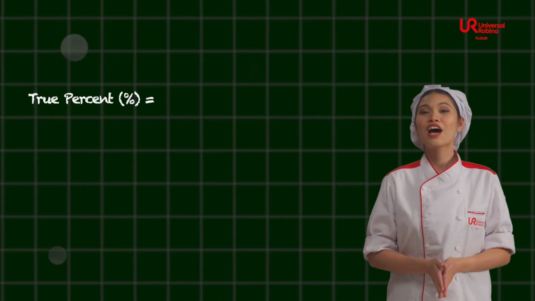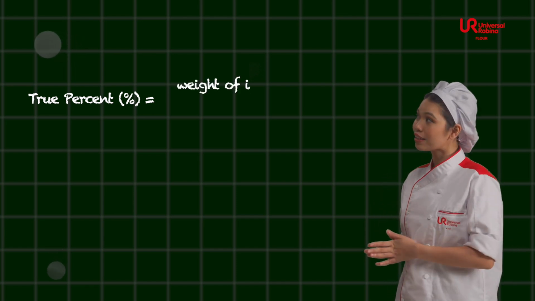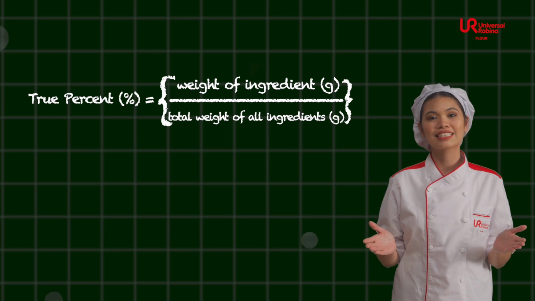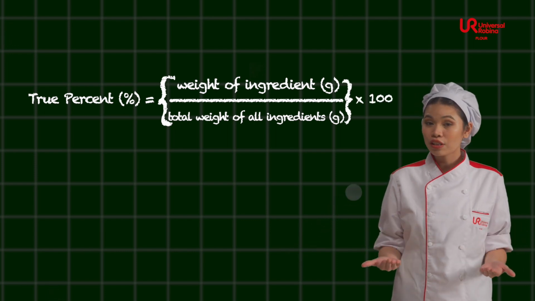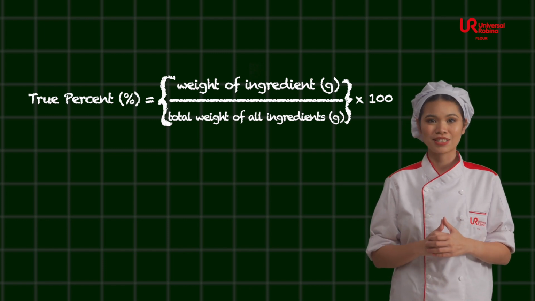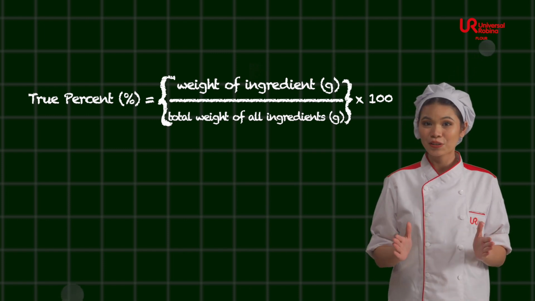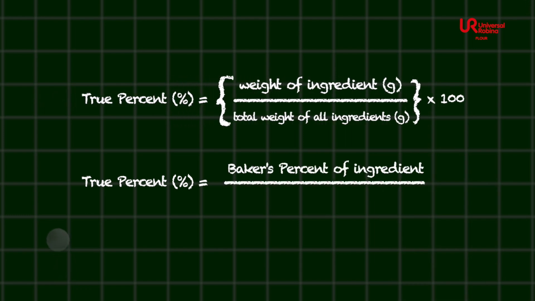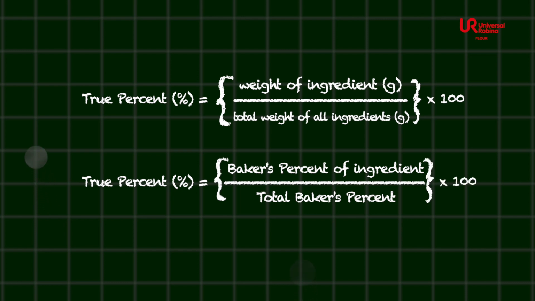Ito ang formula ng pag-calculate ng true percent. True percent is equal to the weight of the ingredient divided by the total weight of all ingredients times 100, where the total formula percent or the total dough weight is equal to 100%. Another way to compute for the true percent is through dividing the baker's percent of the ingredient by the total baker's percent and multiplying the answer by 100.